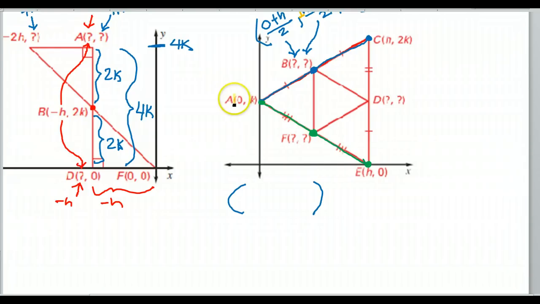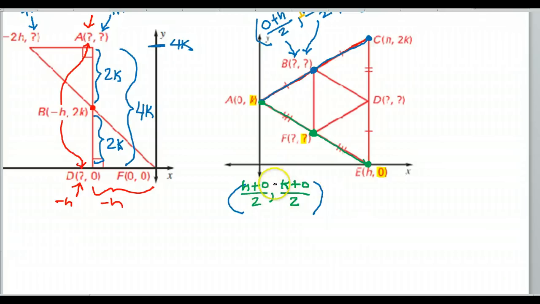For the x value, I'm talking about 0 and h. The average of those should equal this first question mark. So I'm going to put h plus 0 divided by 2, comma. Alright, so that's the x value. Now let's switch and do the y values. The y values are k and 0, which should equal this question mark. So I'm going to put k plus 0 divided by 2.